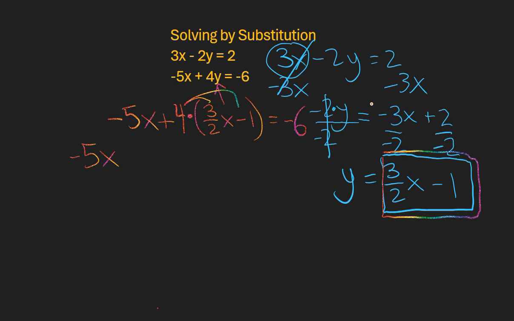4 times 3/2. Really it's 4/1 times 3/2. And I just multiply across the top and across the bottom. Yes, you could cross cancel there. 4 times 3 is 12. 2 times 1 is 2. And 12 divided by 2 is 6. 4 times -1 is -4 equals -6.